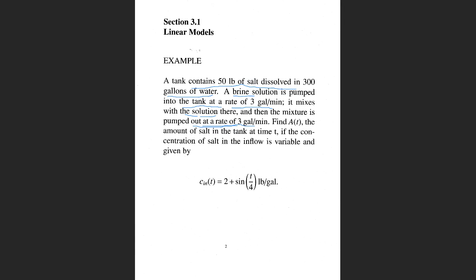But what we want to do is find the amount of salt in the tank at time t. And in this case, the concentration of salt in the inflow is variable, and it's given by this function here. The concentration of the inflowing briny solution is 2 plus the sine of t over 4 pounds per gallon. So you're kind of used to problems where the concentration of the briny solution coming in is constant, 2 pounds per gallon.